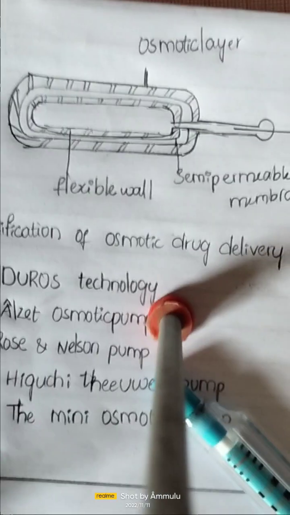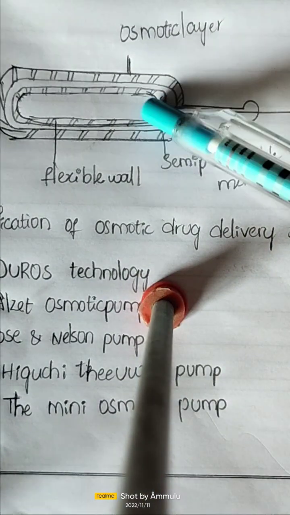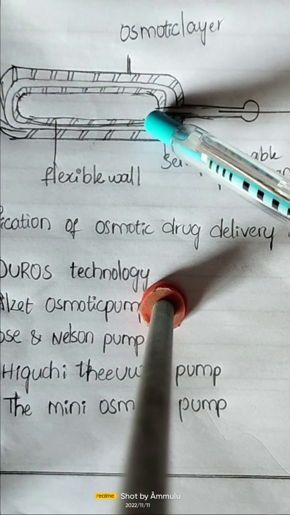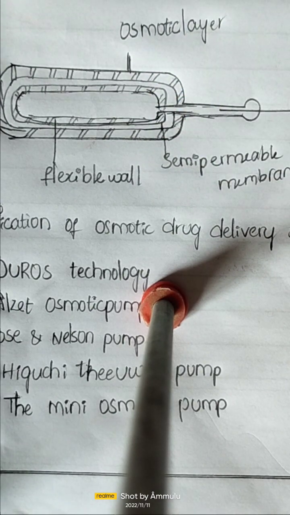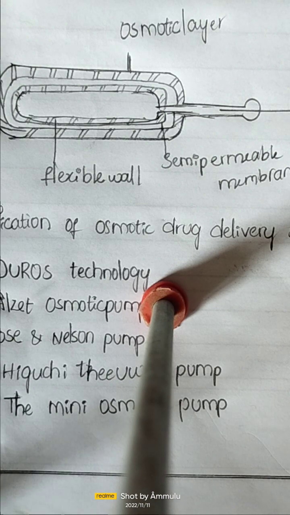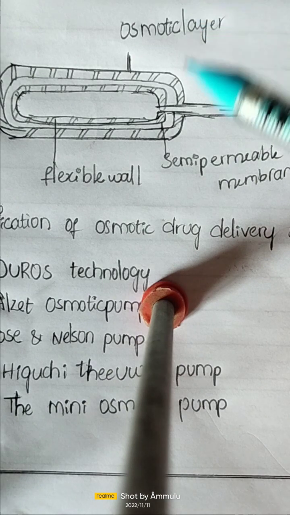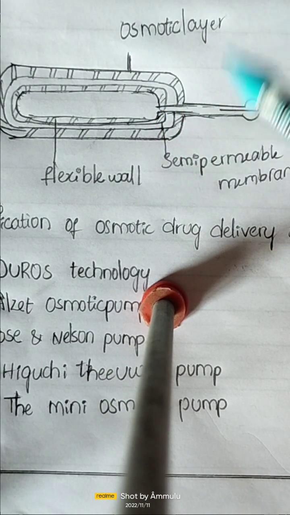This is about the Higuchi-Theeuwes pump. This is the diagram of the Higuchi-Theeuwes pump. In 1970, Higuchi, a great scientist, developed a similar form of the Rose and Nelson pump. This Higuchi-Theeuwes pump is related or similar to the Rose and Nelson pump.